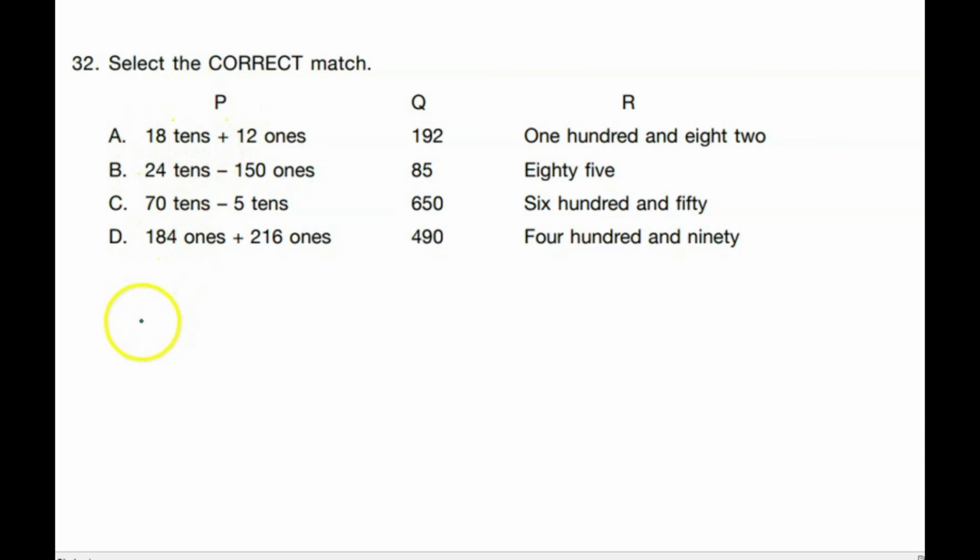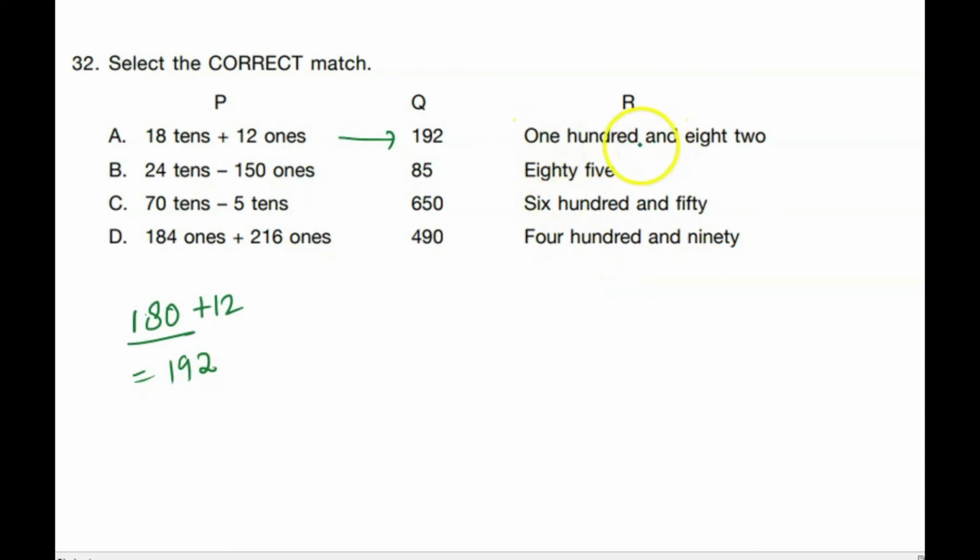18 tens means 18 with a 0 placed after it, so it becomes 180. 18 tens plus 12 ones, and 12 ones means 12 only. So let's add them. It will be 192. So yes, Q is correct.